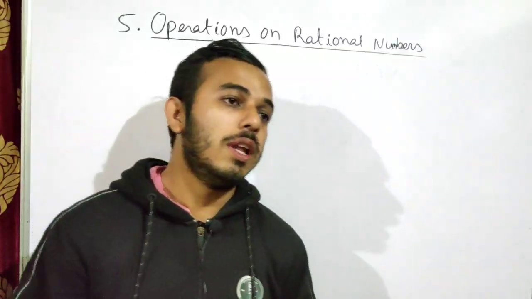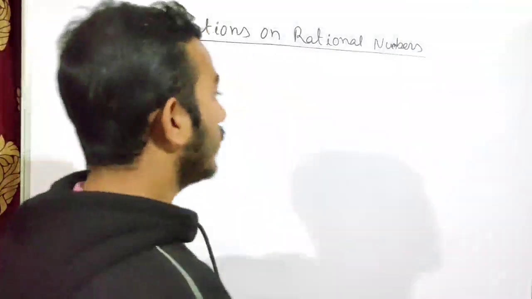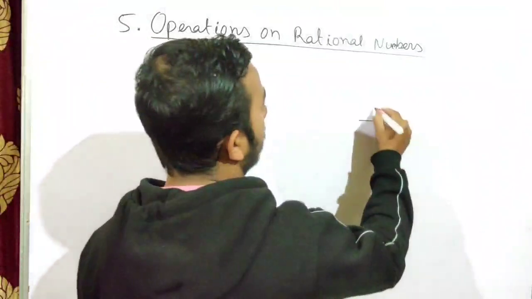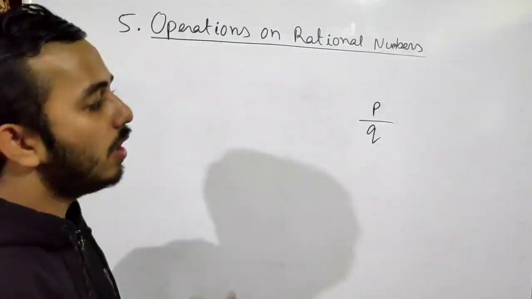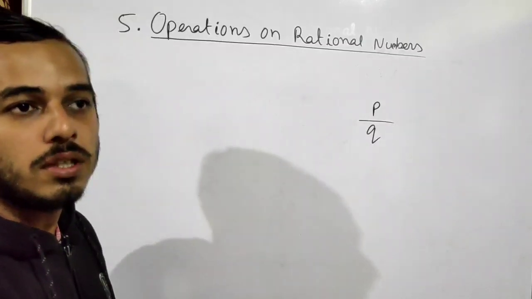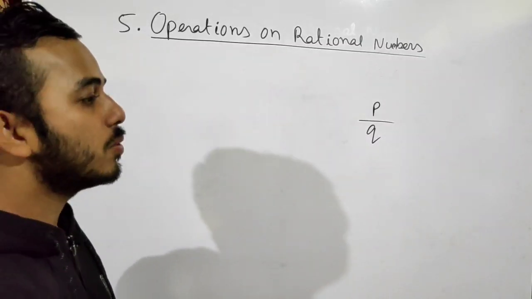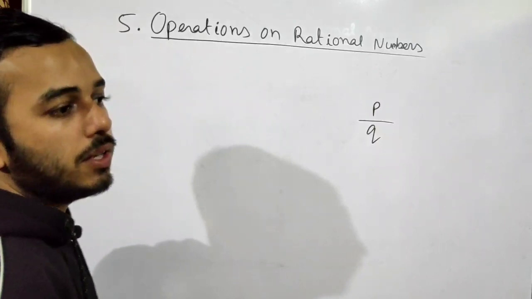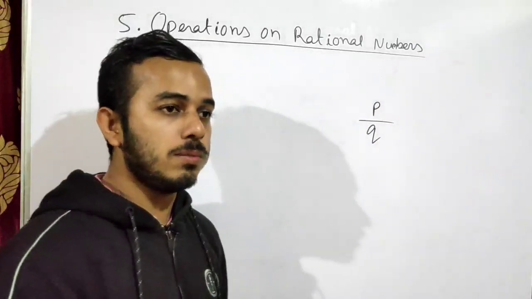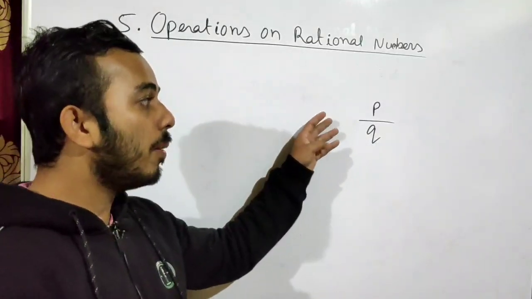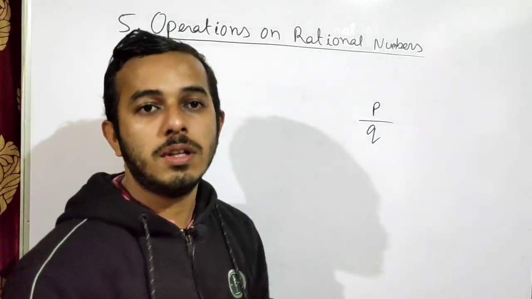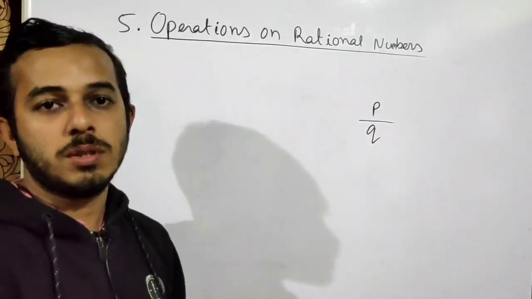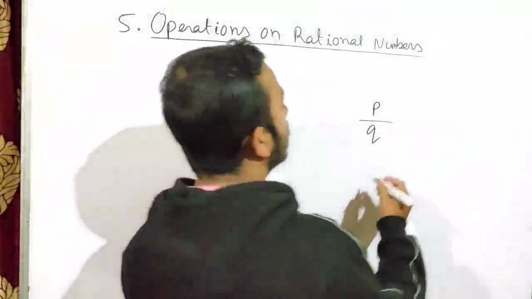Let us take for example P by Q. Now here P and Q must be integers. Integer means it may be a negative number, that is, all the negative and the positive numbers. So in rational numbers, the numerator may be negative, the denominator also may be negative, both may be negative as well, and both may be positive also. And Q is not equal to 0.